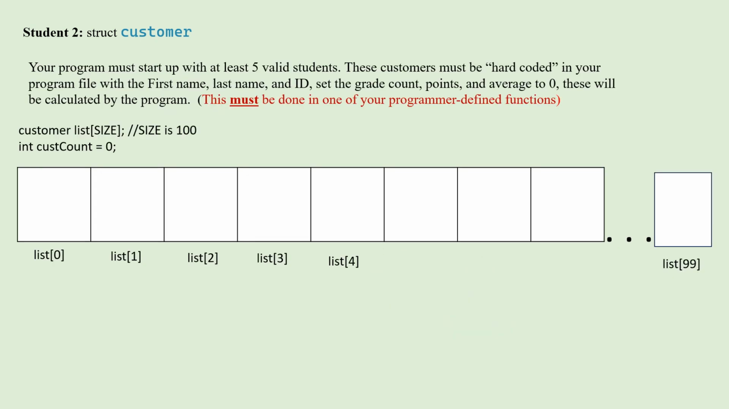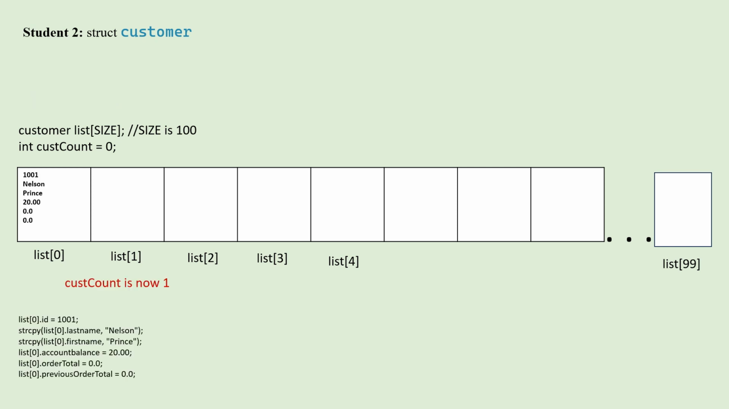All right, so this is our customer list. Same idea. This would happen when you copy and paste. 5 customers. Hopefully it's okay in the document. If it's not, you can figure that out. We have 5 customers. We have our list. Our list size is 100. And we have a customer count. We start out with 0 because we haven't added any customers yet.